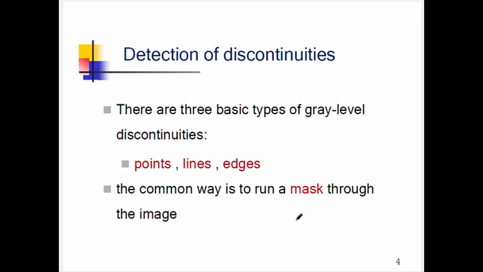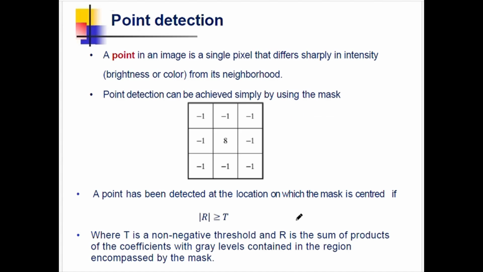To find all these discontinuities, simply apply a mask. You already know how to apply the mask; it was explained in the spatial filtering concept. Then I'll move to point detection. What is a point? A point in an image is a single pixel that differs sharply in intensity, brightness or color from its neighborhood.